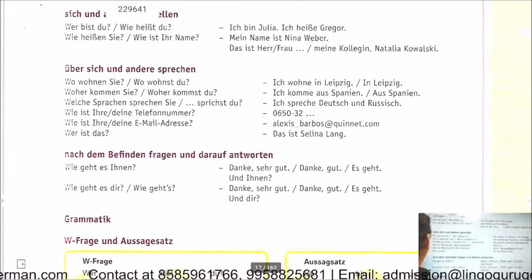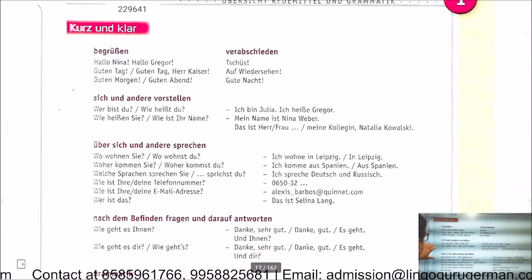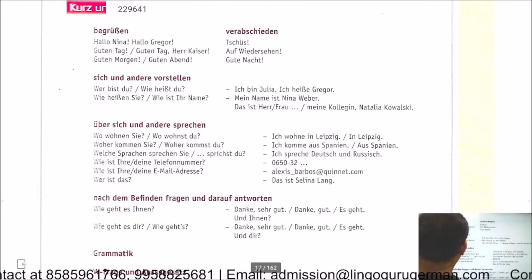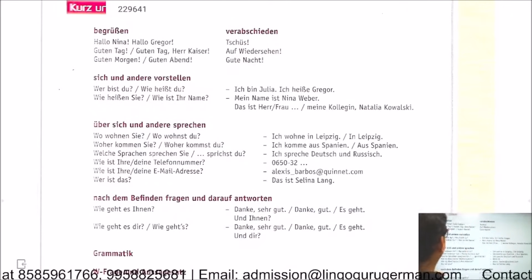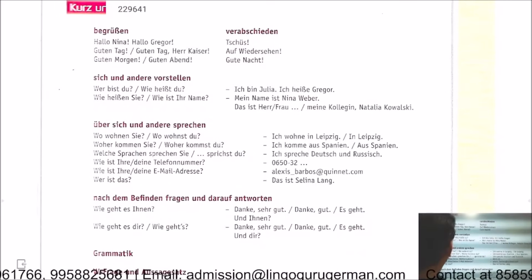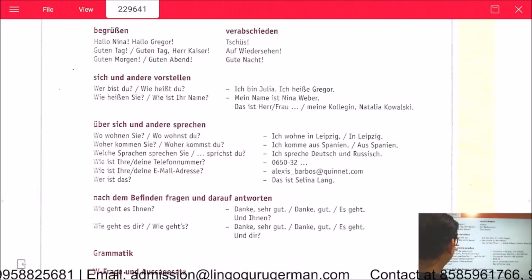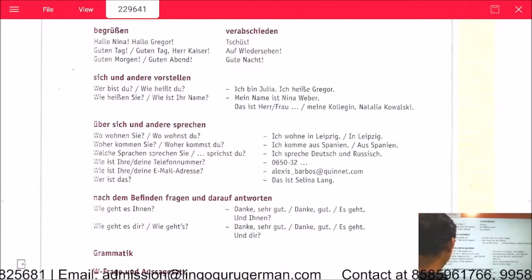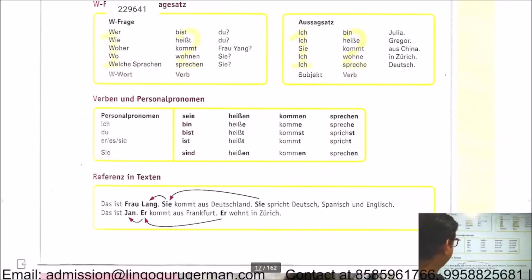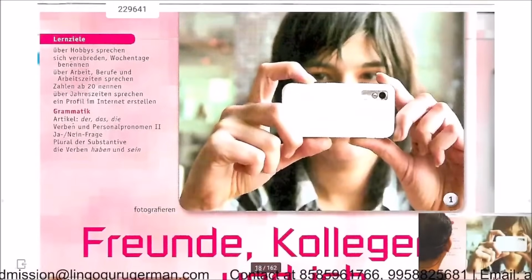Now, this part of the chapter is very important. Here in this section, Quotes und klar, you are going to see everything you have learned in the chapter. It's a quick revision of everything you have learned. Greetings, see-offs, introducing yourself and others, talking about yourself and others, and answering how are you, W questions, personal pronouns, every single thing you're going to learn. Now, this is my chapter 2.